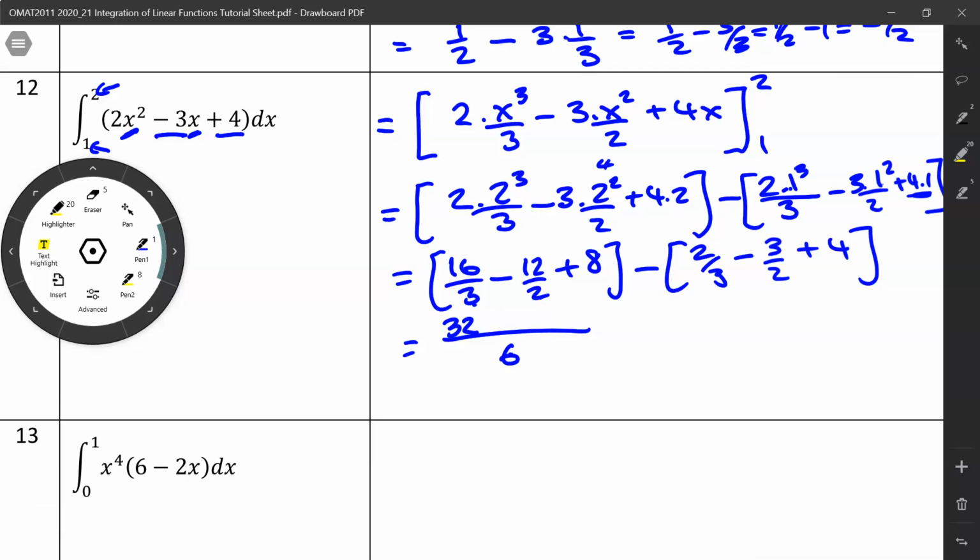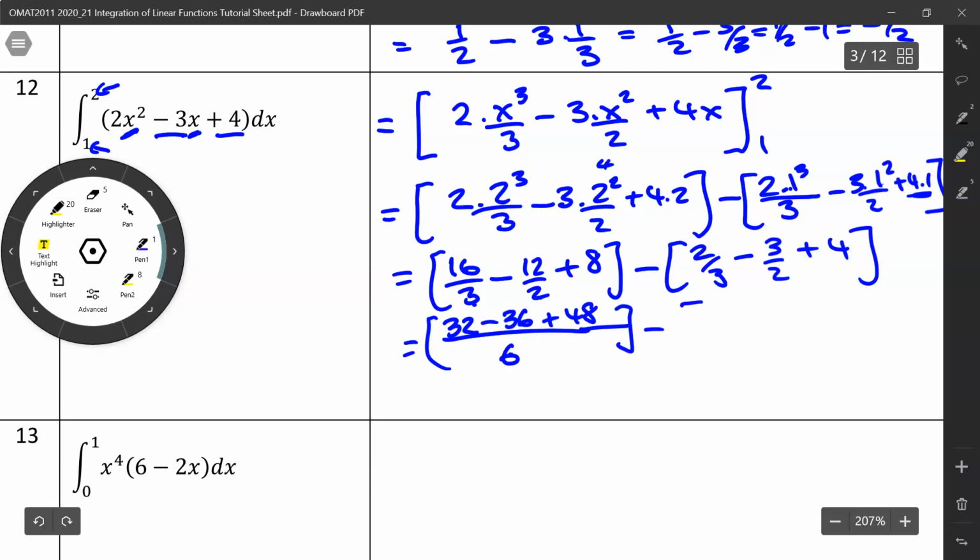2 goes into 6 3 times. 3 12s are 36, so it's minus 36. And 8 6s are 48. So I put the first one all over 6 minus, and I'll put everything here over 6. So 3 goes into 6 twice. 2 times 2 is 4. 2 goes into 6 3 times. 3 times 3 is 9, so it's minus 3. And 4 times 6 is 24, like so.